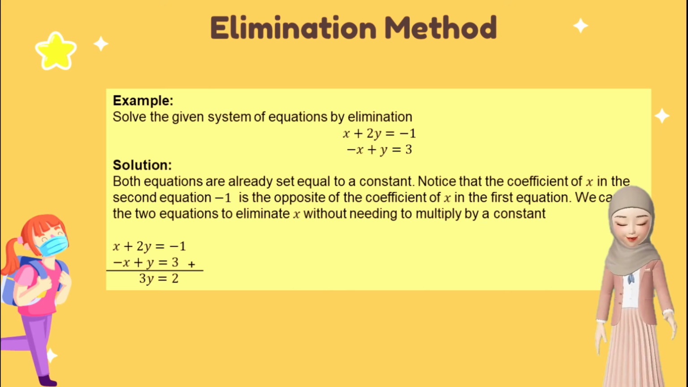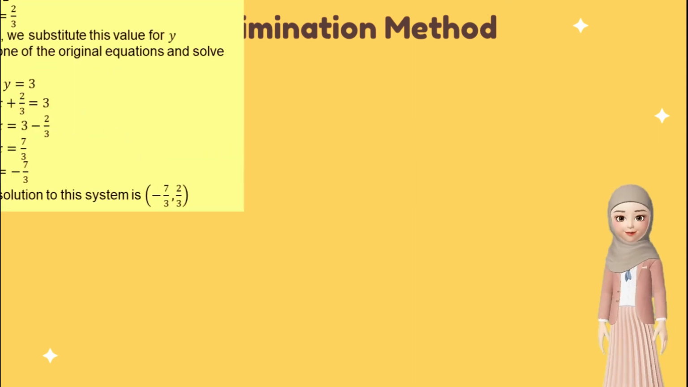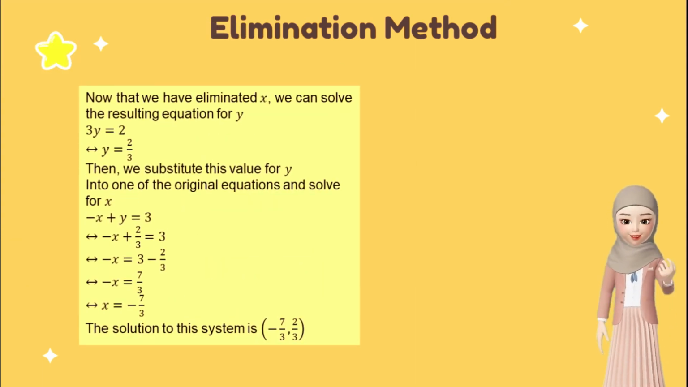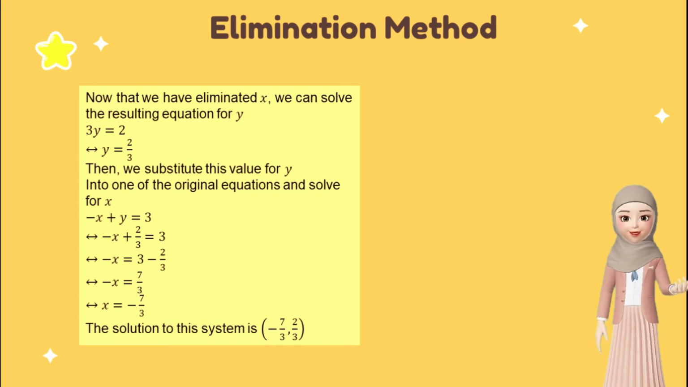For example, solve the given system of equations by elimination. x plus 2y equals minus 1 and minus x plus y equals 3. Here, we add the two equations. So, we get 3y equals 2. Next, now that we have eliminated x, we can solve the resulting equation for y. 3y equals 2. Divide both sides by 3, we get y equals 2 over 3.